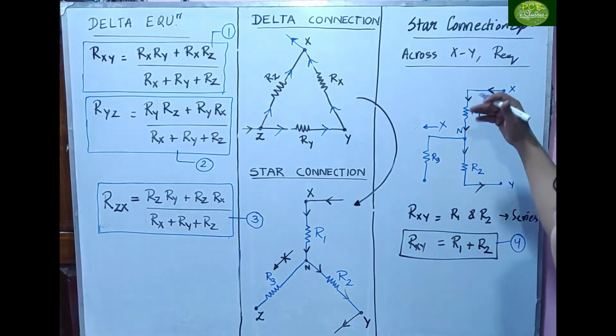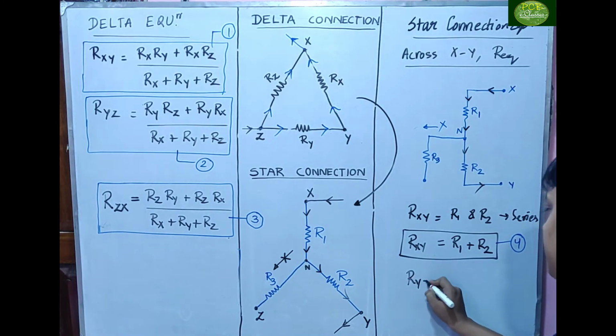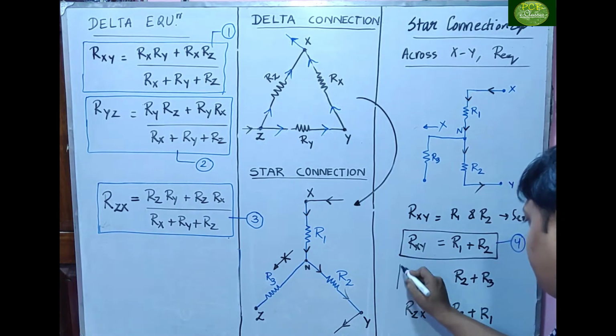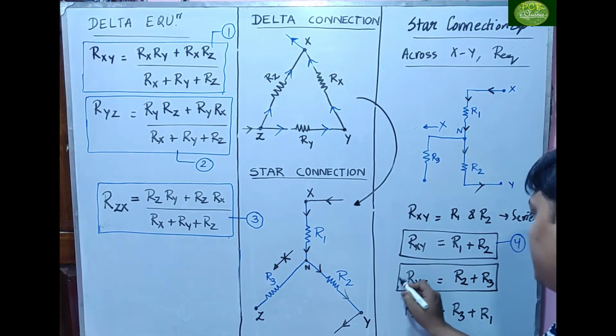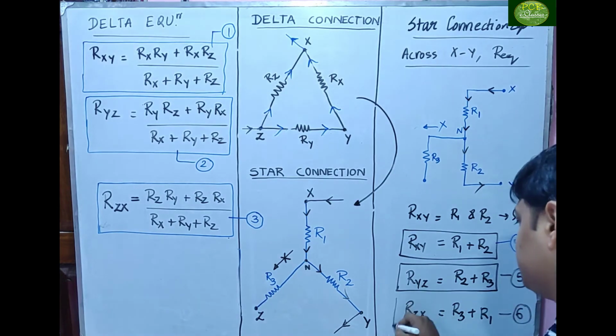Fine. Similarly, when you go for the other connections, you will assume from the X and the Z. Then RYZ you will be getting as R2 plus R3. Similarly, RZX you will be getting as R3 plus R1. This type of equations you will be getting. You can assume it and you can do it. This is equation number 5. This will be equation number 6.